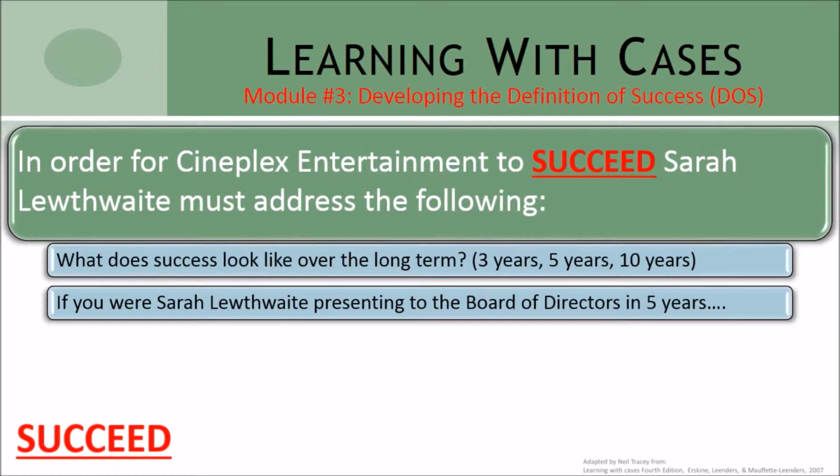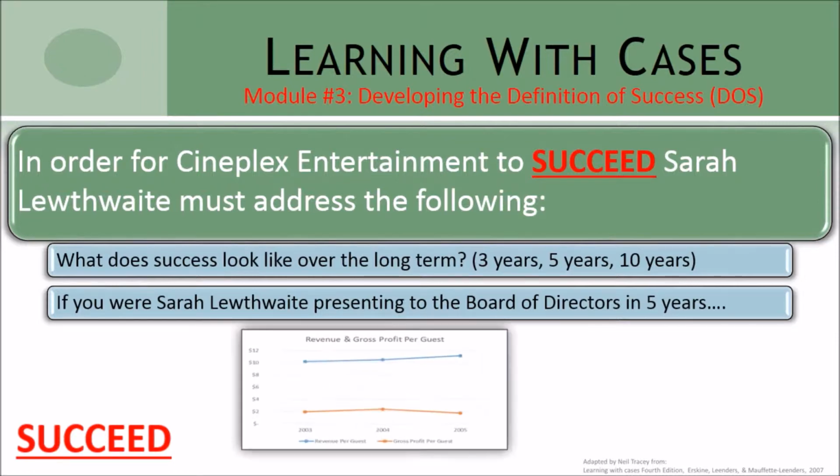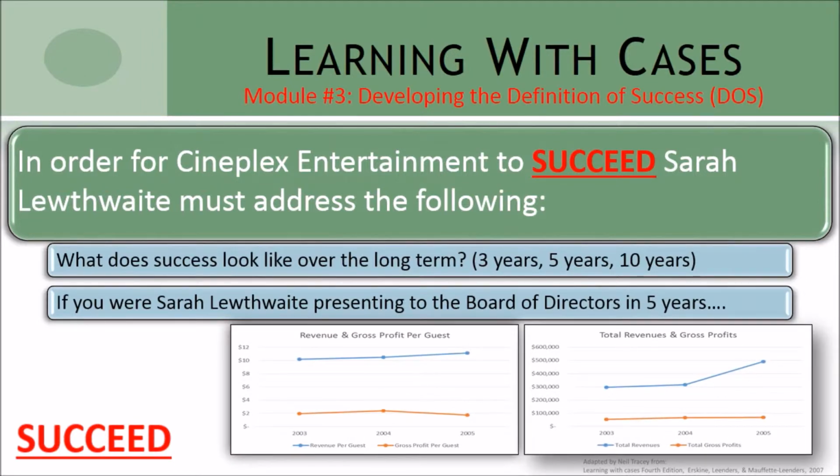From your short cycle skim read of the case, you would likely have identified stabilizing revenues as an important success measure because Sarah's boss, the chief executive officer of Cineplex Entertainment, identified increasing and stabilizing revenues as a key objective. In your detailed read of the case and your analysis of the exhibits related to revenues and profits, however, you would likely have noticed that revenues over the past 3 years have indeed been stable and growing. Where we seem to be challenged, however, is in our gross profit. So, keeping in mind that gross profit may indeed be our key success measure, we want to take a look at developing our definition of success.